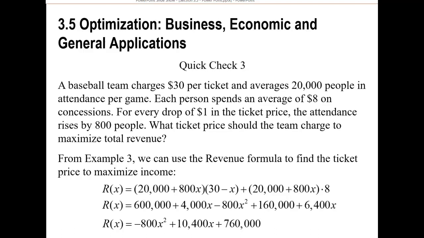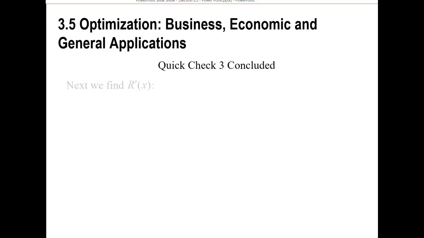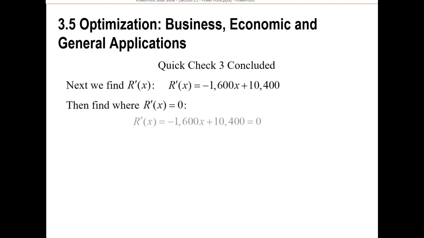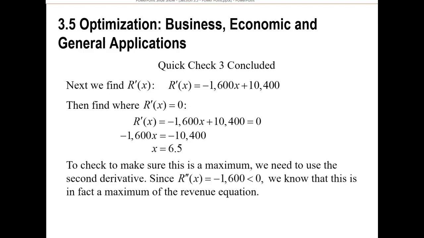So you're going to maximize revenue by taking the first derivative, which would be this, setting it equal to 0, solving that for x, get 6.5. So to make sure that there is a maximum, we need to use our second derivative. Second derivative would be negative 1600. No matter what, that's less than 0. Concave down means that we're getting a max.